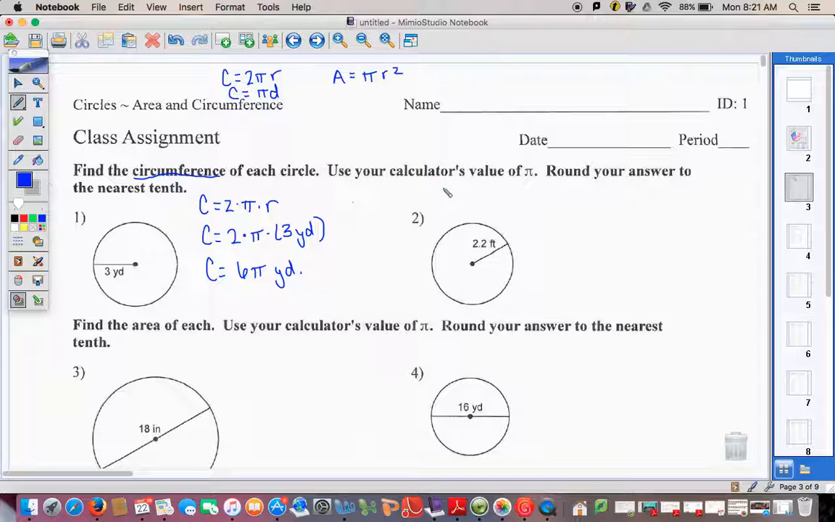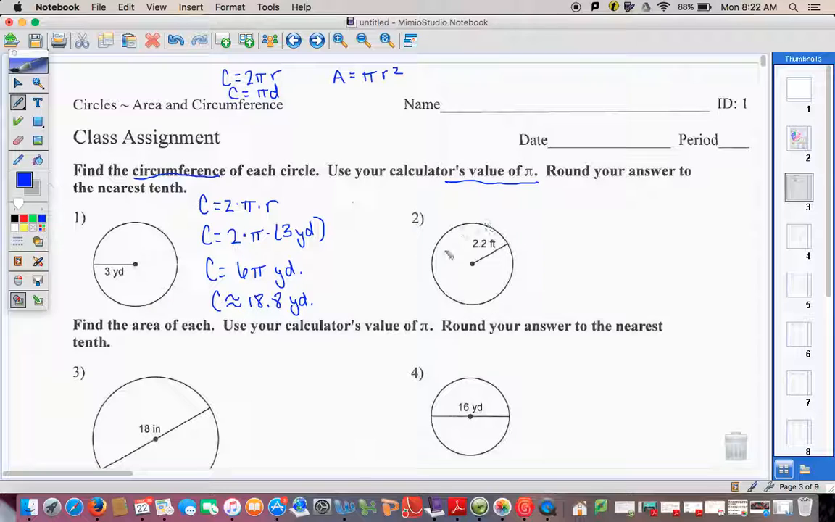But because I'm told to use my calculator's value of pi, I need to simply type in 6 times pi in the calculator. And again, you want to use your calculator's value of pi, not 3.14. Your calculator will take it out to some extended decimal places, whereas 3.14 will not give you the answer I'm looking for. So the circumference is approximately 18.8 yards. Now you must include your units because units are given to you, and we're talking about a distance, so we need to include units.